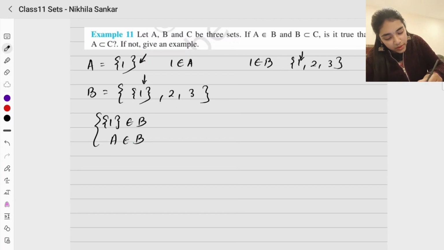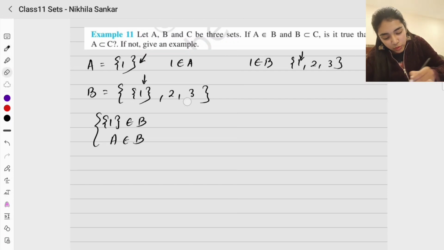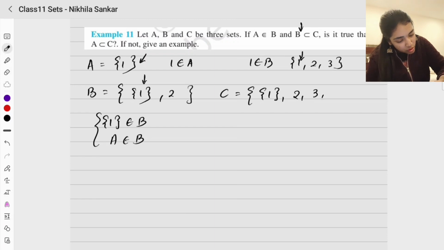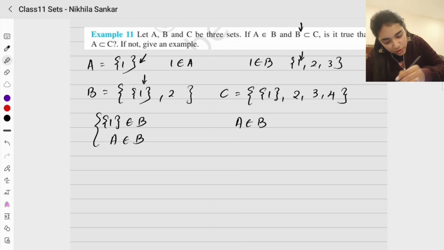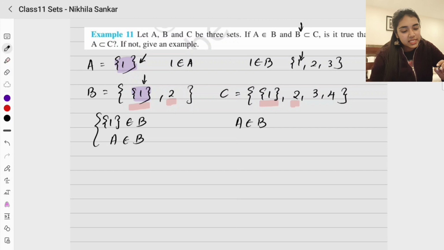Let's take two more numbers. So I have 1, 2 and 3, and B is a subset of C. I'll take only 2 numbers, 1 and 2, and B is a subset of C. So from C we have to take, C should also have 1, 2, and then two more numbers. They have given A belongs to B, which is true here. Then they have also given B is a subset of C, which means B has 1 and C also has 1, B has 2 and C has 2. So B is a part of C. You understood this? B is a subset of C.